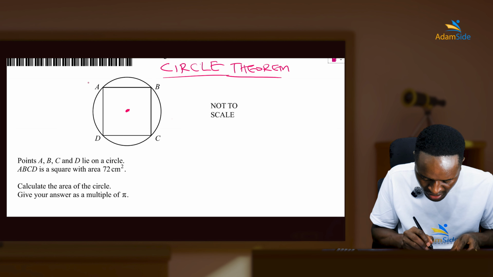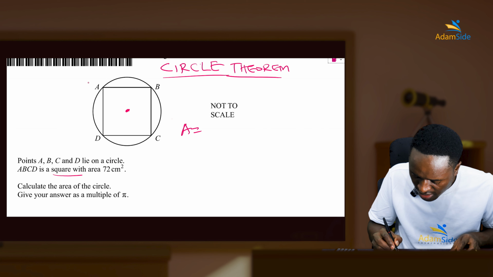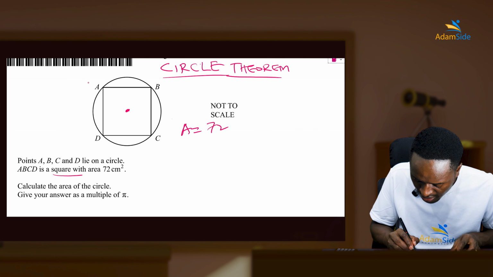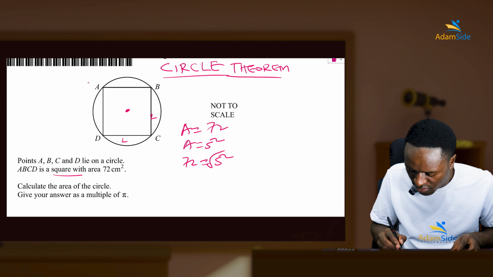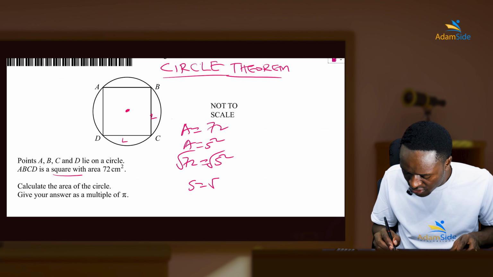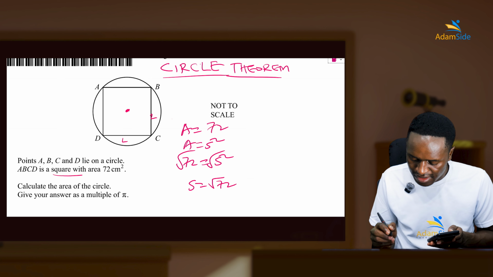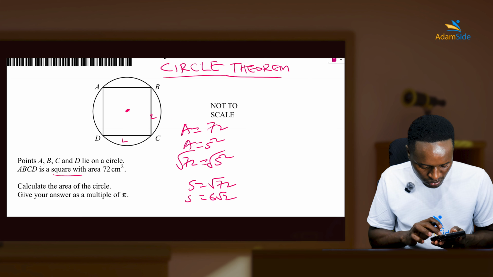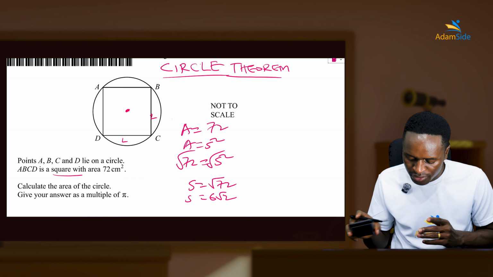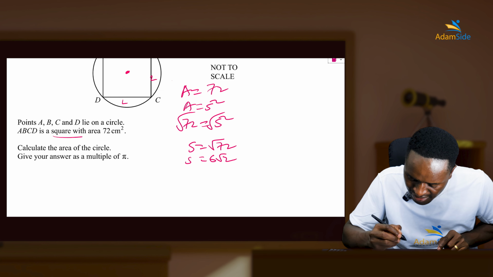And we say ABCD is a square with area 72. We know a square has equal length sides. So the area of a square is side squared, and 72 is equal to side squared. Find the square root of that to get the side. So the side is the square root of 72. What's the square root of 72? The square root of 72 is 6 root 2, which is about 8.5. So 6 root 2, that's the side. Then we have our length here as 6 root 2.